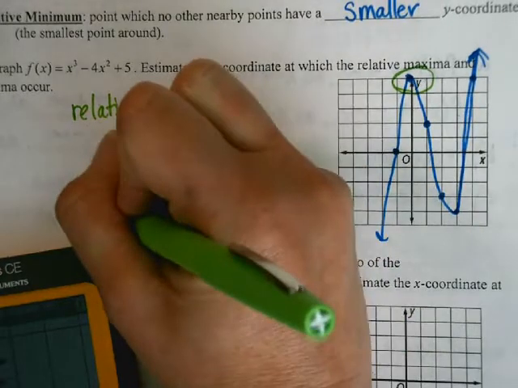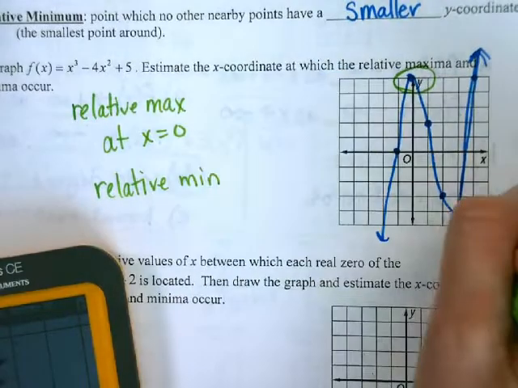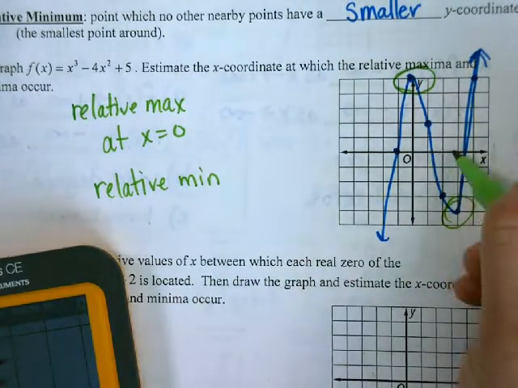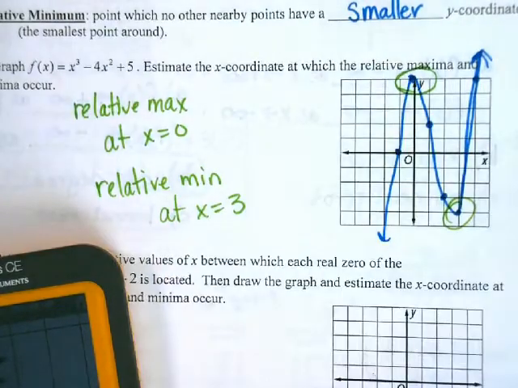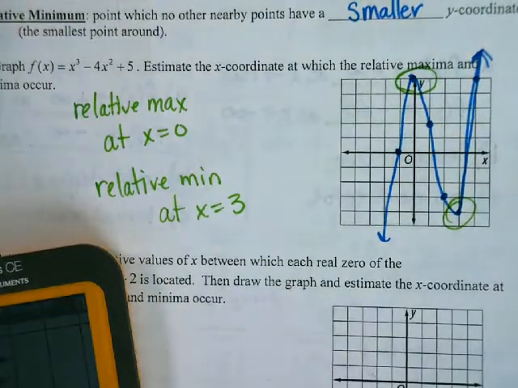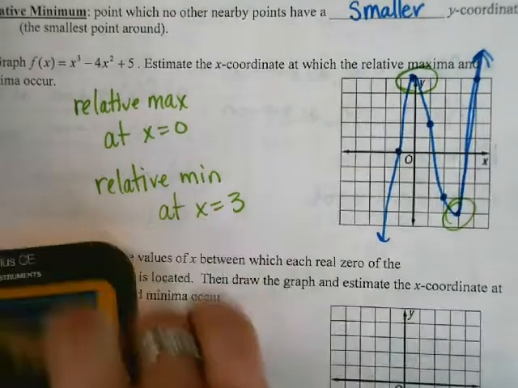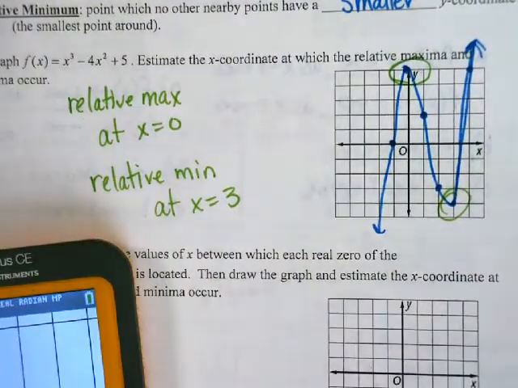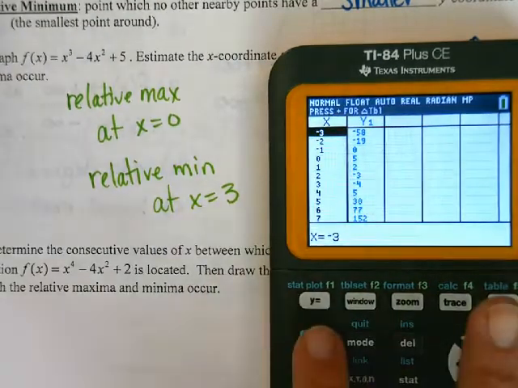And then I have a relative minimum right there. That guy at x equals 3, or around x equals 3. Now, remember, you could actually go find all of those things exactly. So we could go to our calculator and find those zeros exactly. We could go to our calculator and find the max and the min exactly. I'm not going to make you do it, but I just want you to see.